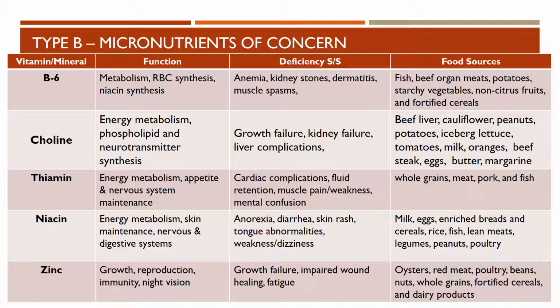And so this is a pretty extensive list of food sources for these vitamins and minerals. And some of them are allowed on the diet, but there's not quite enough of them in order to provide these micronutrients adequately in the blood type B diet.